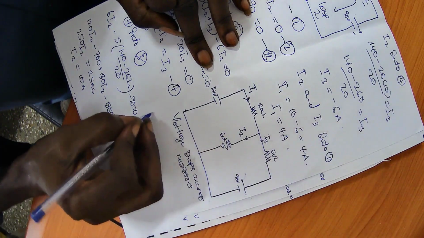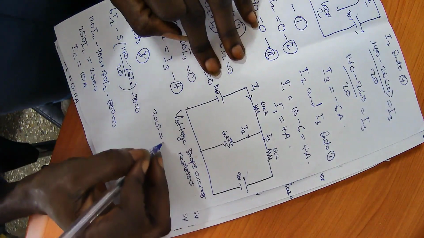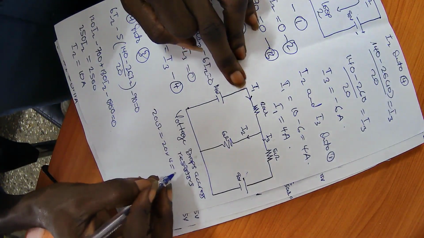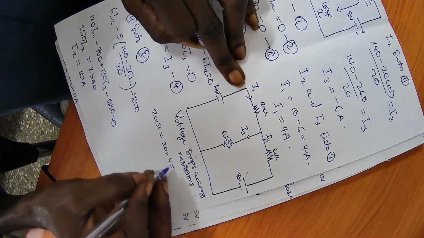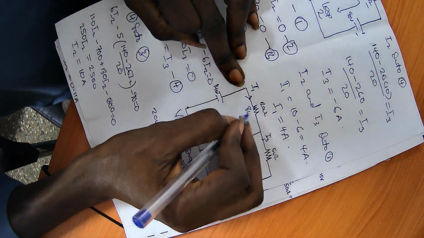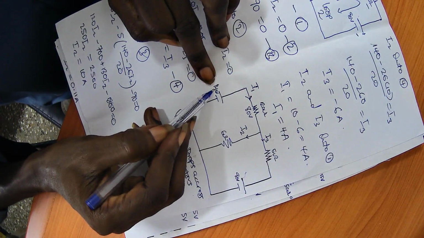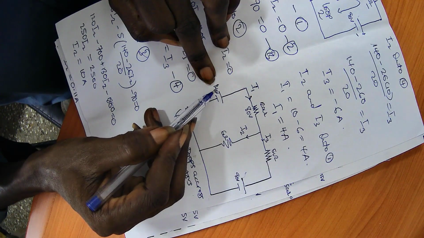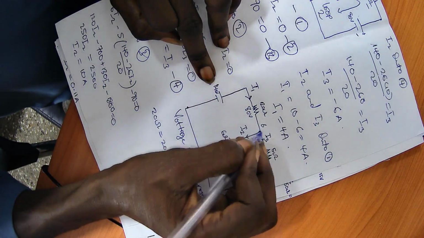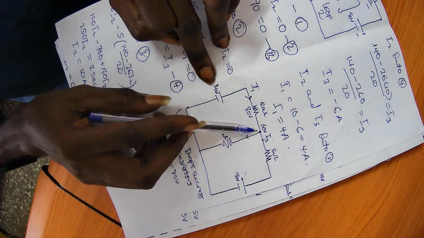Okay, so the 20 ohm resistor, what's the voltage drop? It's going to be 20 times I1, and I1 was 4 amps. So we're going to have 80 volts. So if you subtract 80 volts from this 140 volts, I'm going to get 60 volts at this point.